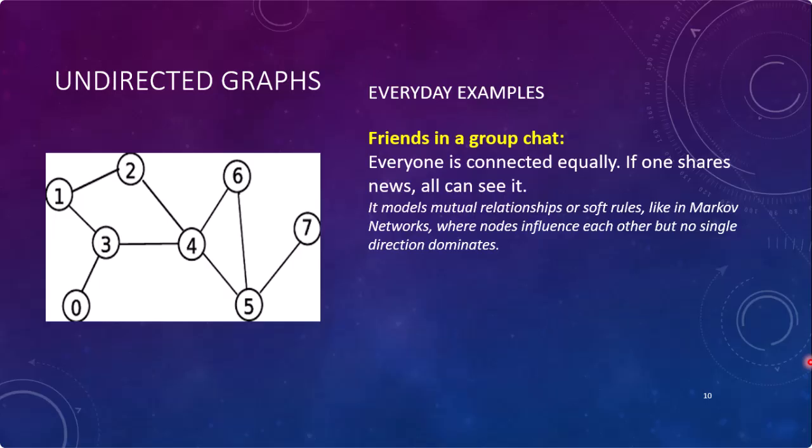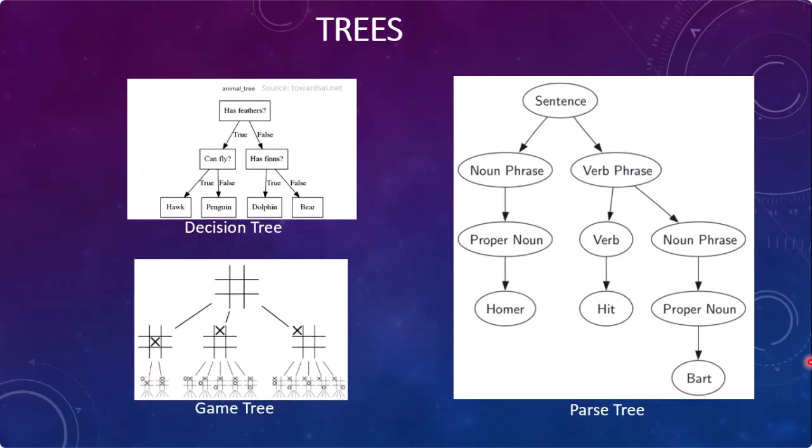Undirected graphs, on the other hand, are different. Think of a group chat with friends. Everyone is connected equally. So if I share news, everyone sees it. There's no single direction of flow. It's about mutual influence. Now look at trees. These are perfect for decision trees. If it's raining, take an umbrella. Or game trees, predicting your opponent's next move in chess. A parse tree for natural language breaks down sentences into grammatical parts.